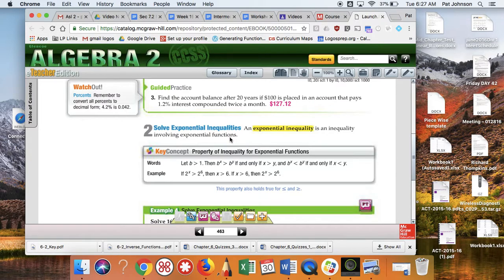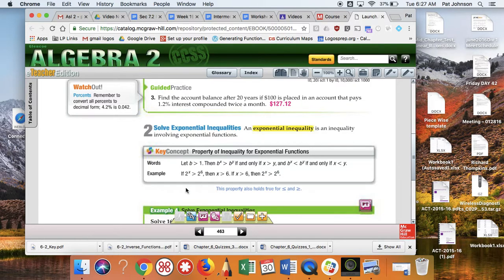The next thing is solving exponential inequalities. The property is basically the same as for equalities. The only difference is we have an exponential inequality, which is just an inequality involving exponential functions. So we have an inequality sign versus an equal sign. The property again says let b be greater than 1, then b to the x is greater than b to the y if and only if x is greater than y. If you have b to the x is less than b to the y, if and only if x is less than y. So it's saying the same thing except you have your inequality signs.